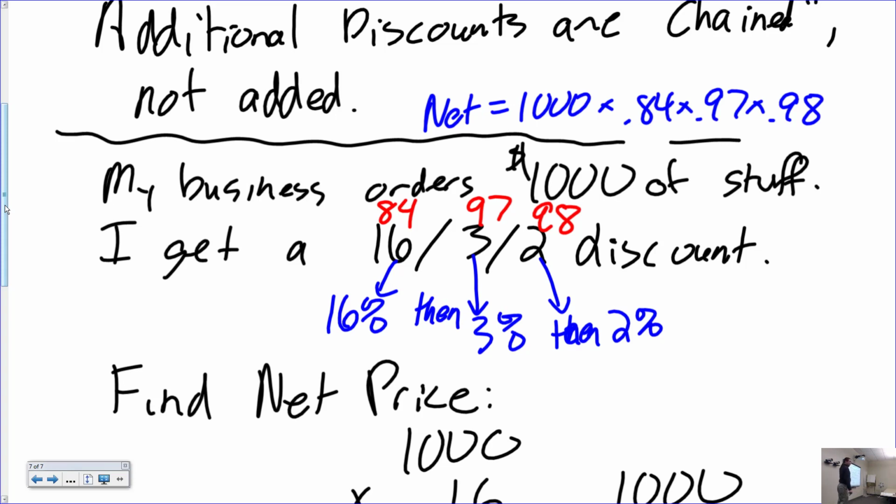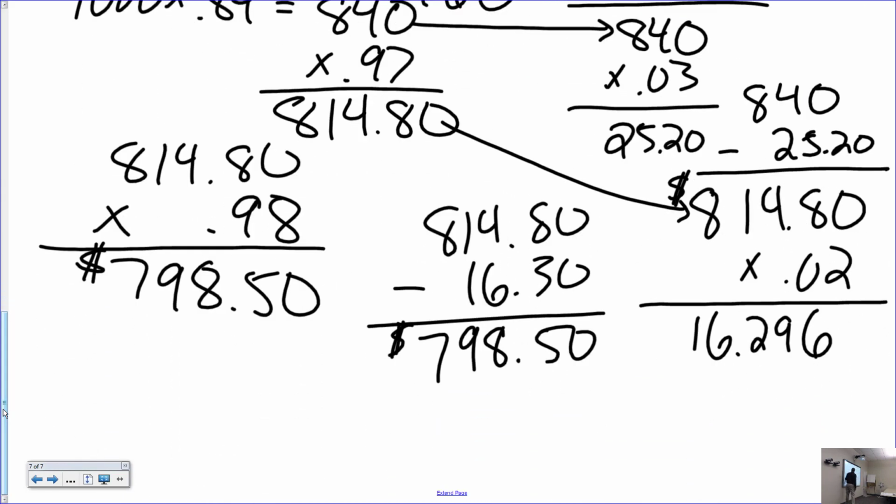So you didn't even have to multiply each one of those one at a time. You can do all three of them in one step, right? So if you just multiply all four of these numbers together, you will get to the final answer of 798.50. Done. Now granted, 798 probably point 4496 or something like that. You have to round up or something like that. But that's the way you deal with chain discounts.